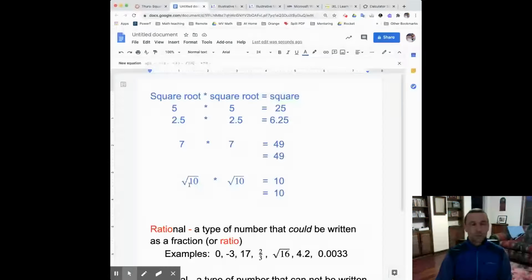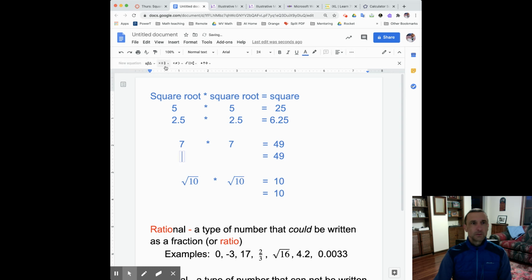The square root of 10 in symbol form, right here, represents that crazy decimal. This is much easier to write down. It's much easier to calculate with. It's much simpler to label our pictures with. So we use the square root symbol when we don't have an integer value as an alternative.